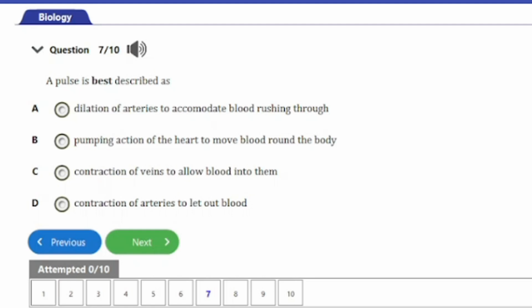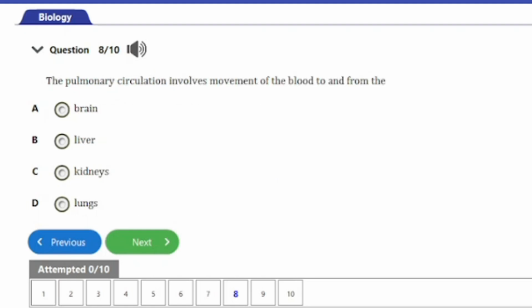Let's consider the next question, question number 8. It says, the pulmonary circulation involves movement of the blood to and from the A. brain, B. liver, C. kidneys, D. lungs. That's option D, lungs. Whenever you hear the word pulmonary, it's relating to the lungs.